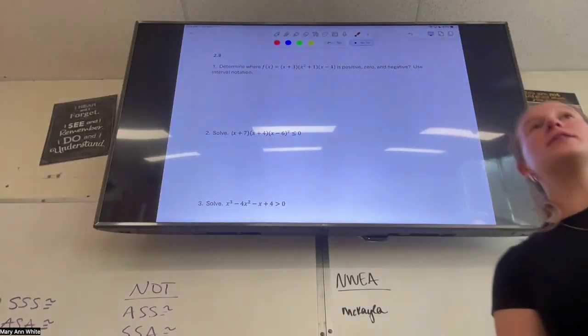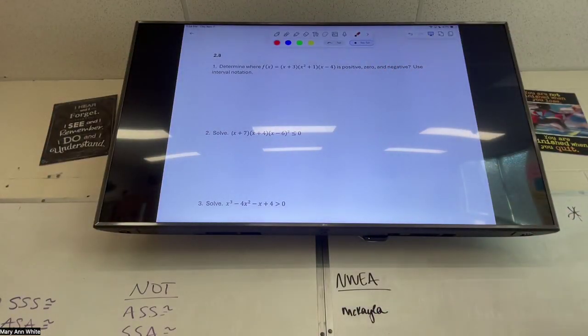Okay. We're doing 2.8 today. This is the last section of this unit, okay? There's a lot of things that we've already talked about that we're kind of combining into this section, okay? So we're starting. The first question says, determine where this polynomial is positive, zero, and negative.